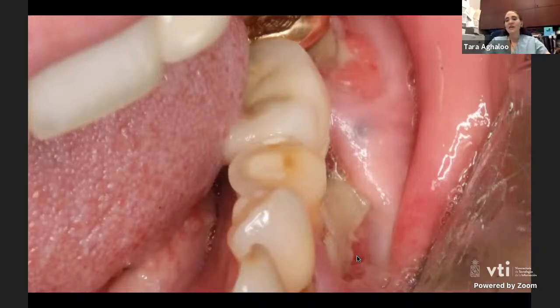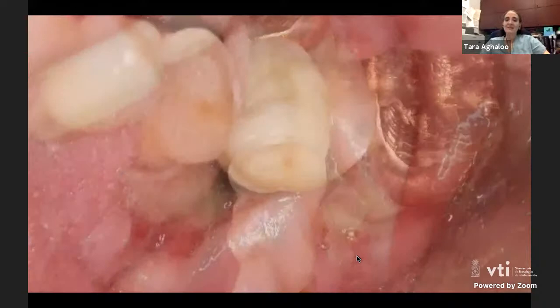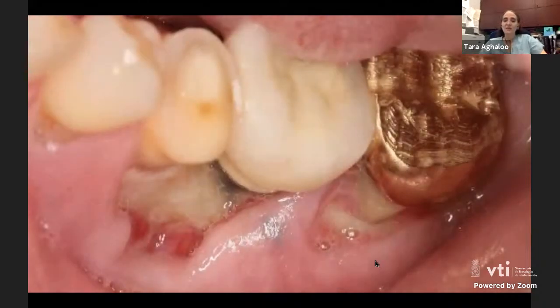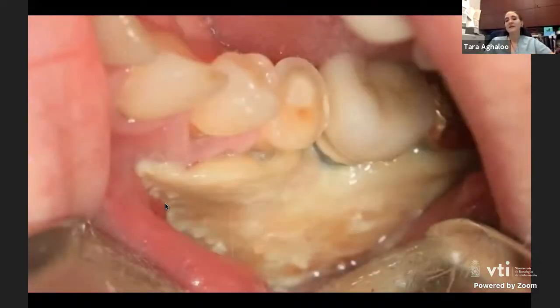Now, what happened over time with this patient is that her cancer actually got significantly worse, and she was having a hard time really cleaning the area. And so you can see this initially is around the implant and even a bit of exposed bone by this tooth here. So over time, it became like this.